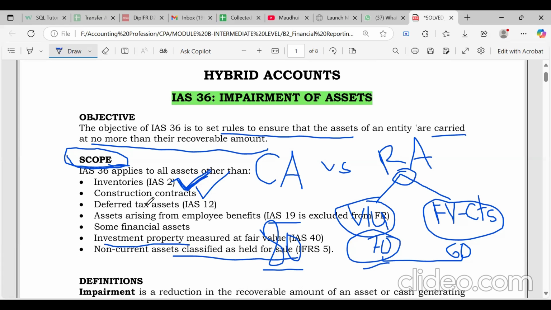But also, deferred tax assets have their own way. You would see this as well. There is another standard, IAS 12 Income Taxes, so it has its own way of getting this, right?